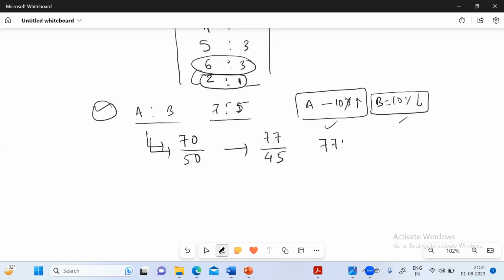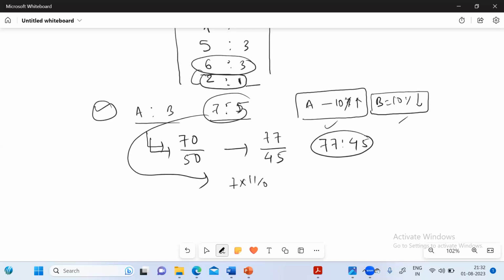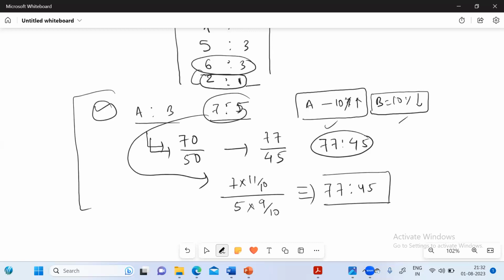So percentage change can be accommodated. And we can do the same thing with a multiplier. If A is increasing by 10%, 7 will get multiplied by 11/10. You know the multiplier of 10%. And B is decreasing by 10%, so 5 will get multiplied by 9/10. So finally, in this case also, you will get the same ratio, which is 77:45. So this is how we accommodate the change in the ratio.